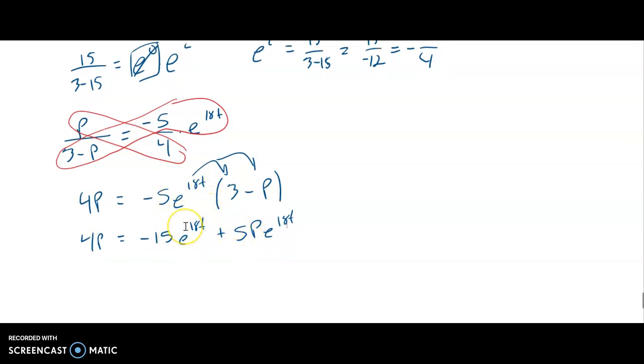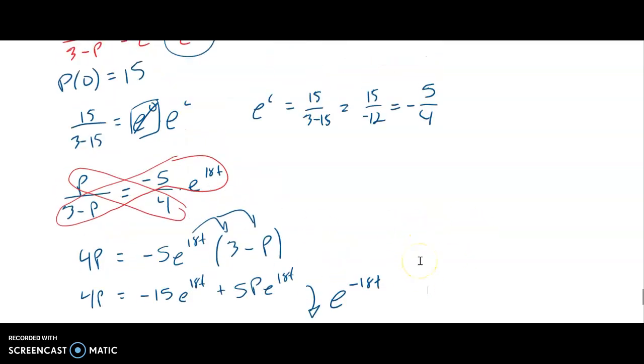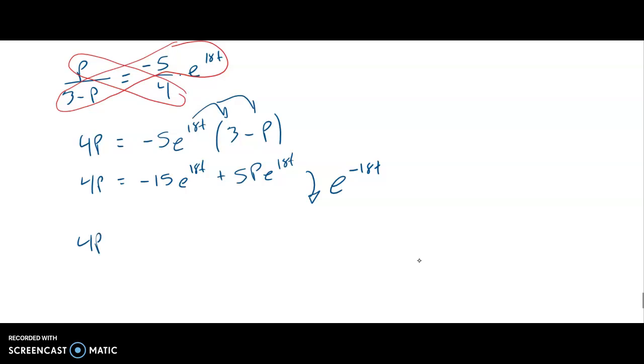I would much rather have exponential decay than exponential growth. So what I'm going to do from this line to the next line is multiply by e to the negative 18t. Because it's a lot easier to talk about something exponentially decaying because it goes to 0 than it is to talk about it exponentially growing, which means it would go to infinity. So I'm going to multiply by e to the negative 18t everywhere. That's going to give me 4p e to the negative 18t is equal to negative 15 plus 5p.